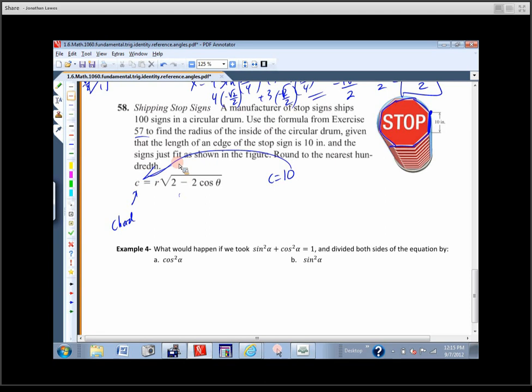What do you suppose R stands for? R stands for the radius. Does anybody know how to find the radius? Well, that's what it asks for. It asks us to find the radius, right? Okay. It says find the radius of the inside. What would theta equal?